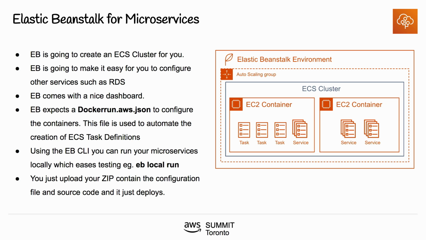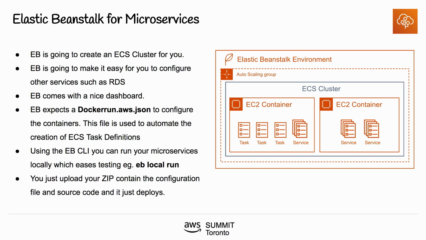And the cool thing with the Elastic Beanstalk CLI is that it makes it very easy for you to run your microservice, whatever you define in that Docker run file, locally. So if you're not ready to run it on AWS, you can run it locally and use it for development. So that's very, very nice.